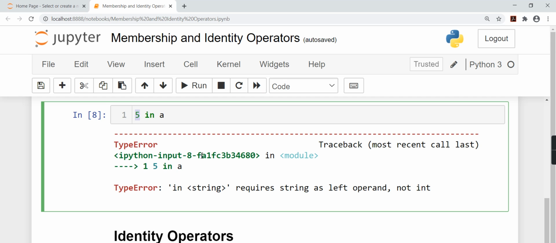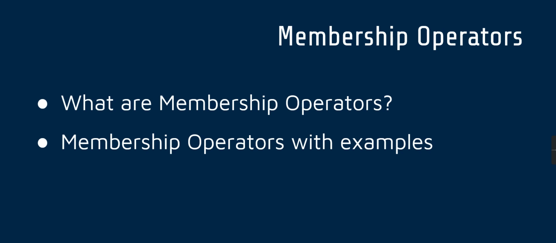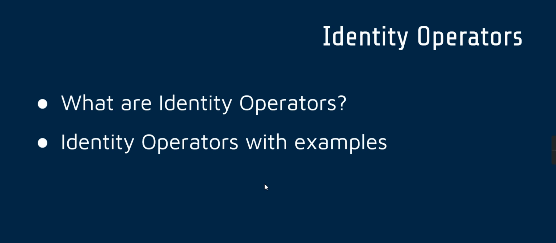Okay, so coming back to the presentation. The next set of operators that we have are known as the identity operators. Now, the identity operators are those operators which allow us to check whether or not a certain set of variables are located in the same memory place. That is, when you're using your computer, the computer has to select a particular space to store your variables.